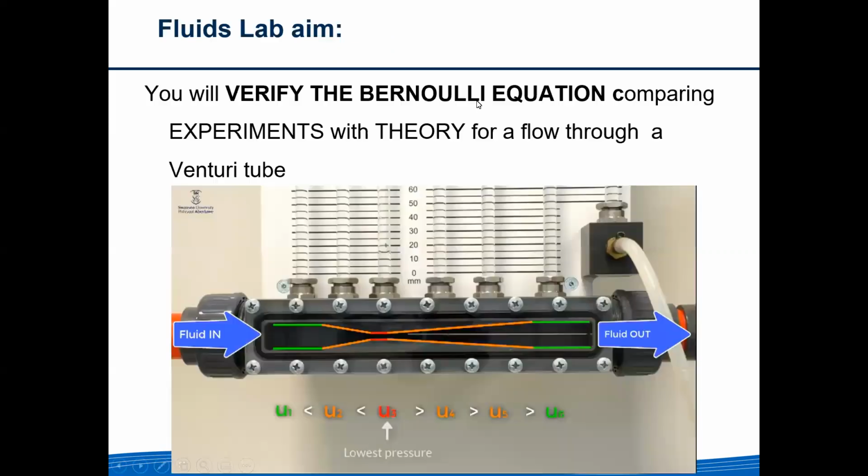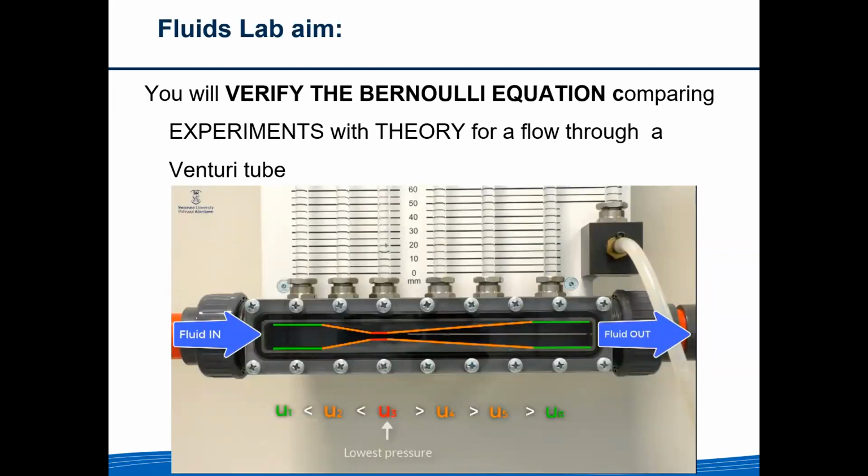So, what is the aim of a fluid laboratory? The aim is for you to participate in a live experiment, and through this experiment, verify and identify any limit of the Bernoulli equation, comparing experiments with theory, analyzing the flow of water through a Venturi tube. A Venturi tube is a tube that converges and then diverges backwards. So you have a sort of contraction of a flow and then an expansion again of a flow.